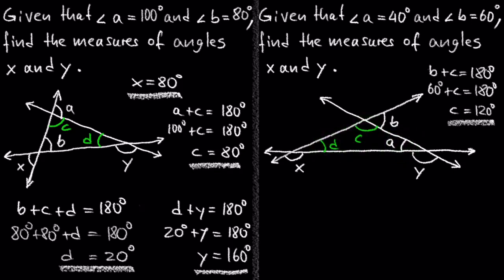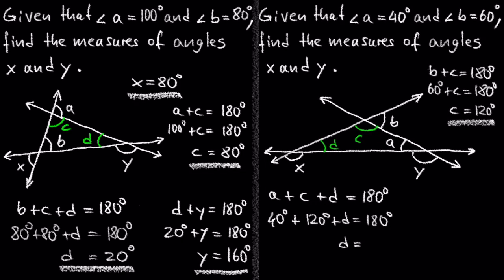So we can write A plus C plus D equals 180 degrees. So we get 40 degrees plus 120 degrees plus D equals 180 degrees. 180 degrees minus 160 degrees is 20 degrees. So we get D equals 20 degrees.